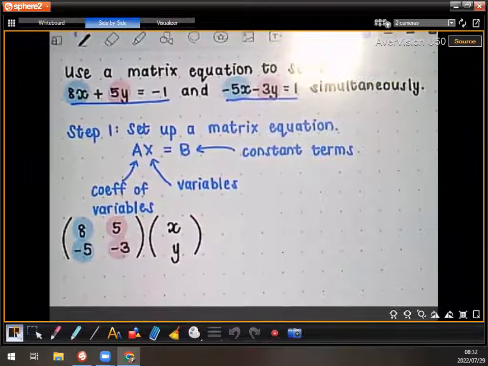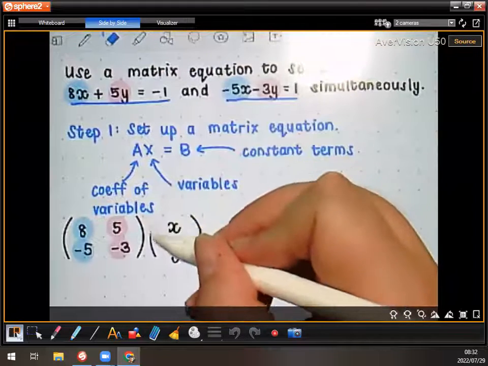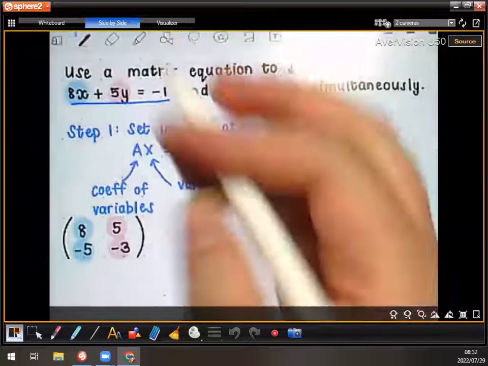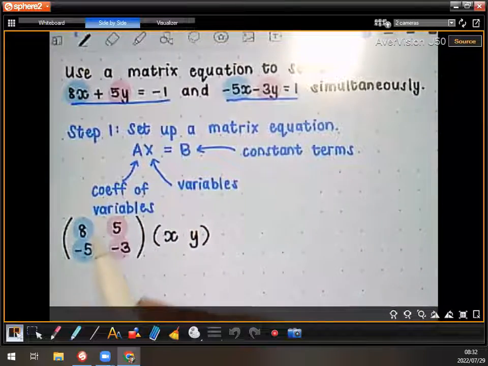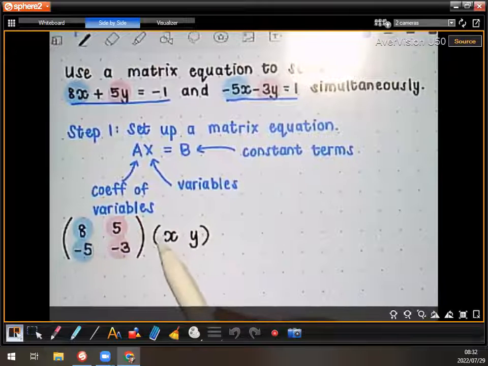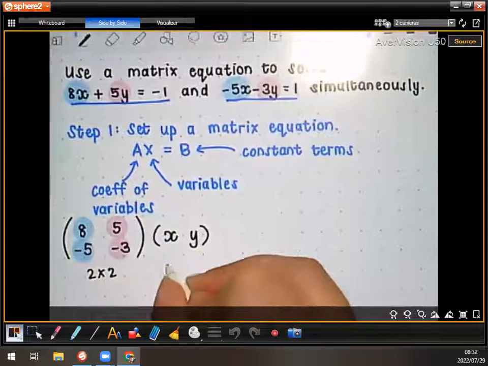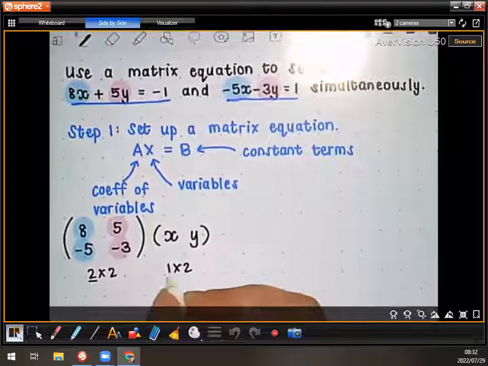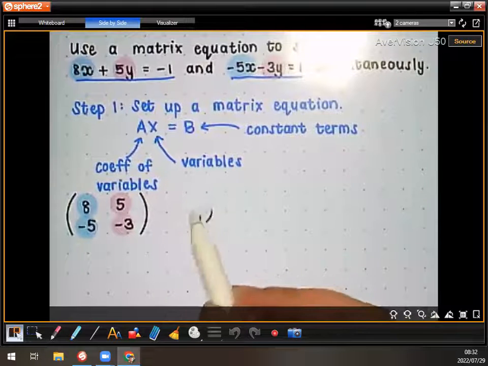Actually, if we put them next to each other, would we be able to multiply these two matrices together? If I wrote it like this, don't copy this down. I'm just going to show you quickly. If I did x, y, would I be able to multiply these two matrices together? This is a 2 by 2. This is a 1 by 2. Remember, if we have 2 by 2 and 1 by 2, because those two numbers are not the same, we couldn't multiply them together.